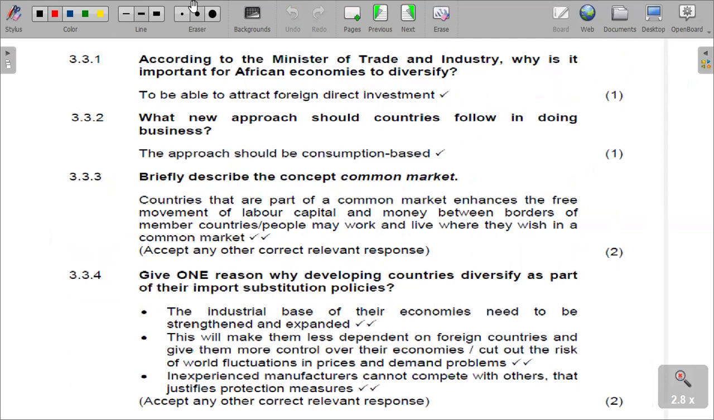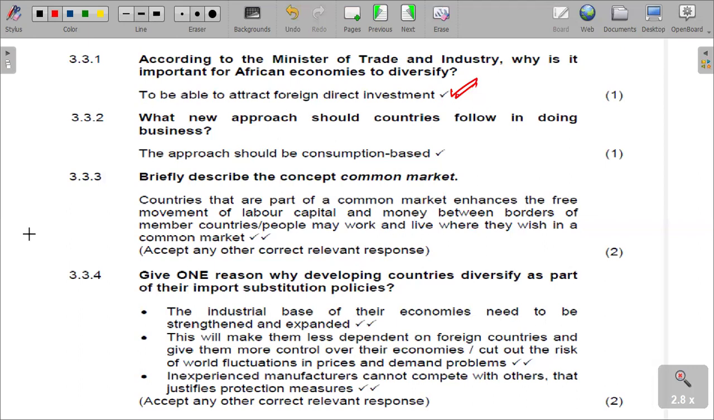Diversification, basically, we are saying one good answer that is given in our context is that it has to do with the attraction of foreign direct investment. We talk about such issues indicated there in the context, such as the idea of Chinese markets. What new approach should countries follow in doing business?